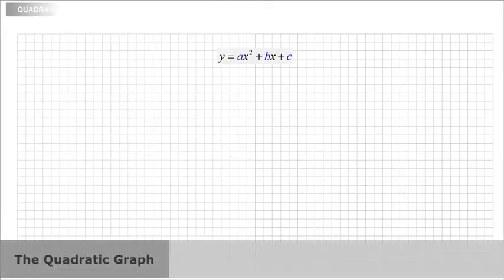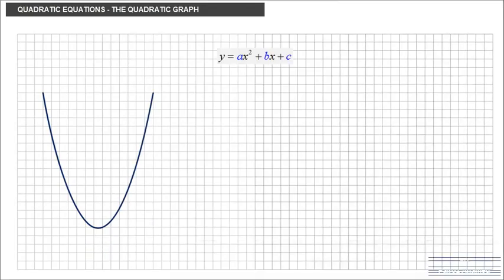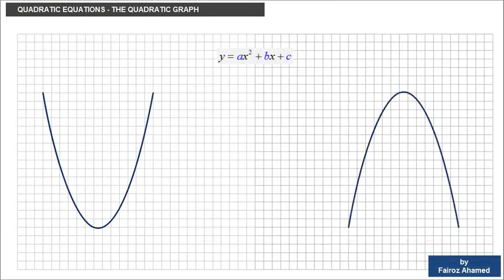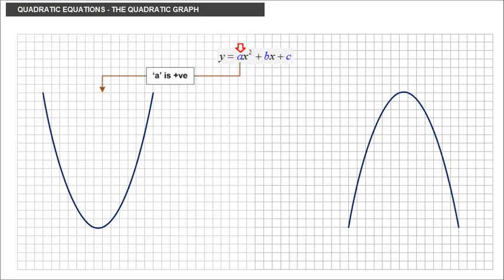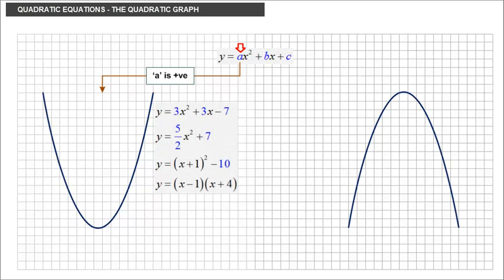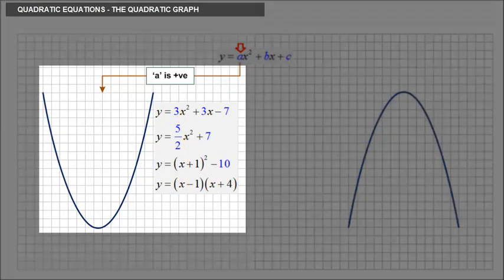Quadratic graphs take two forms, the U-shaped, that is the smiley-faced, or the N-shaped, that is the sad-faced. The U-shaped graph is obtained when the coefficient of the x-squared term, that is a over here, is positive. Examples. The coefficients of the x-squared terms in these equations are positive. Therefore, when you draw or sketch these graphs, they will have a U-shape.